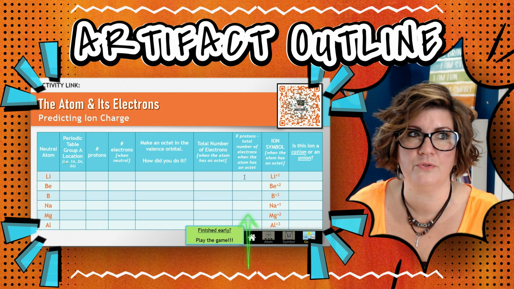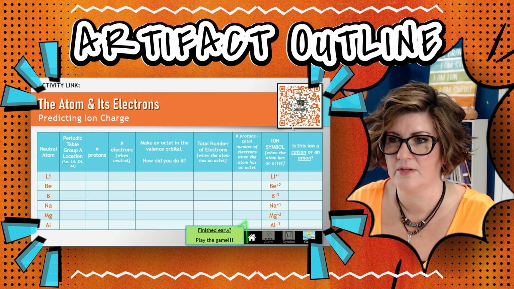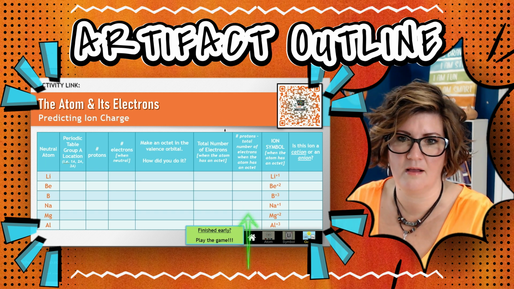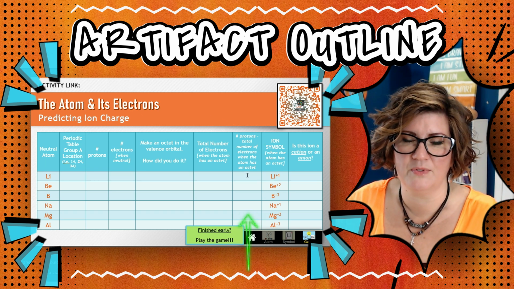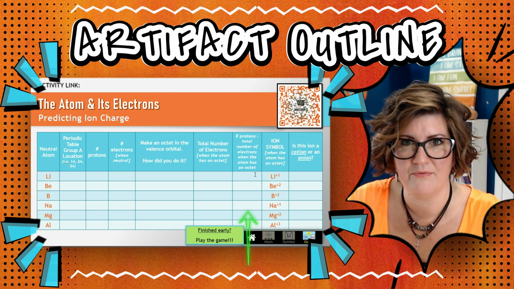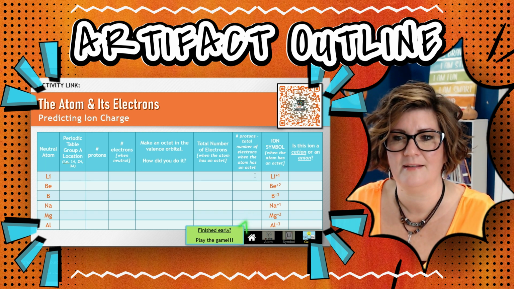If you want to differentiate again and make this a little easier for students, you could label these as columns A, B, C, D, etc. Take column C minus column F and have them do that calculation. But I like to write it out because it makes students aware of exactly what they're doing the math with. They're taking protons minus the electrons at the octet.